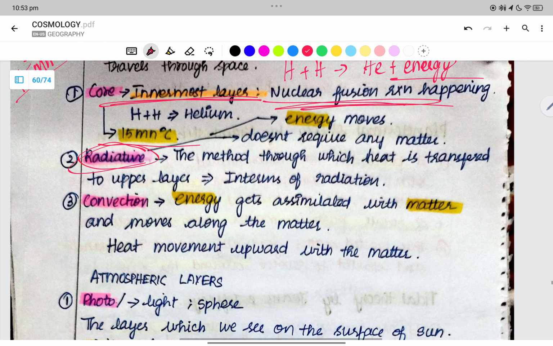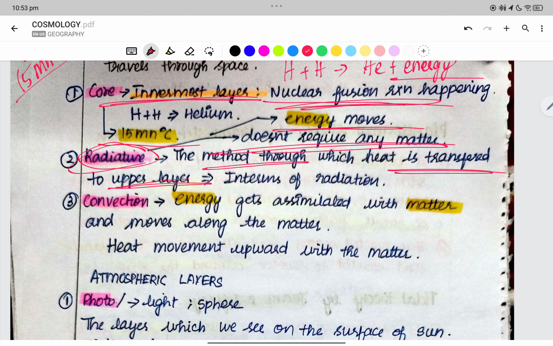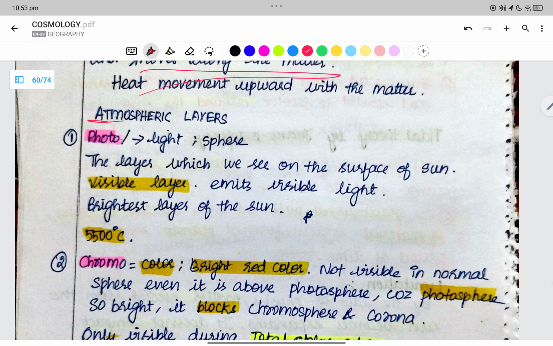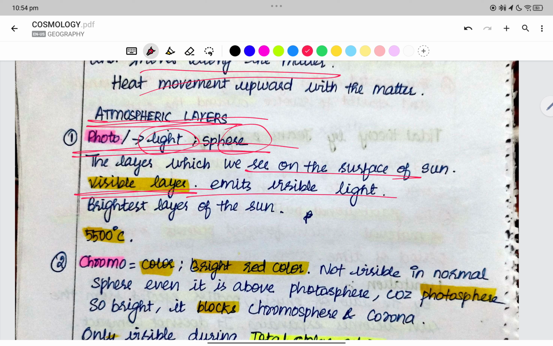Radiative zone, right? Energy moves. It does not require any matter. The method through which heat is transferred to the upper layer is radiation, right? Convection is where energy gets assimilated with the matter and moves along with the matter. The photosphere is light and a sphere. Sorry, the only visible layer is the photosphere, not the chromosphere. The chromosphere is the atmosphere, right?